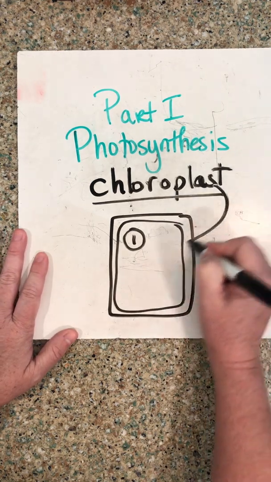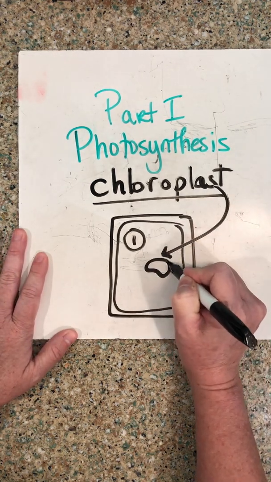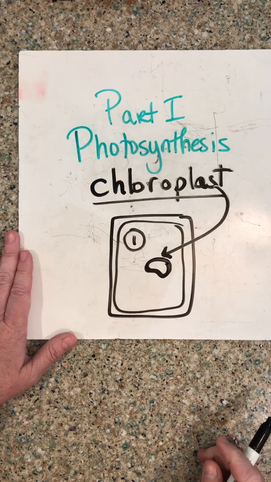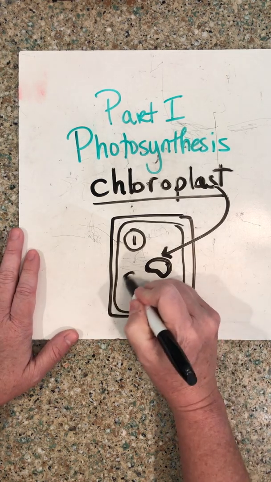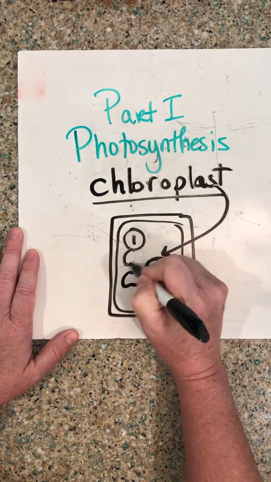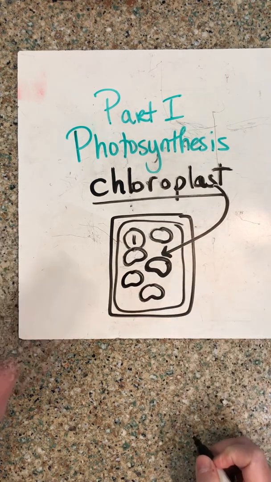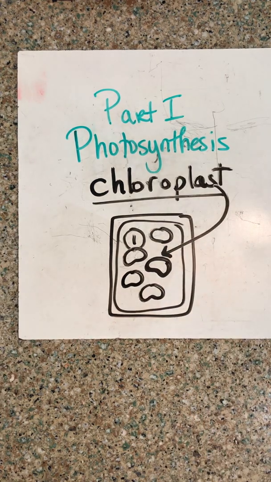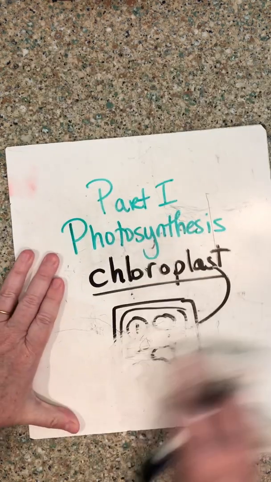So the chloroplast looks like a little bean, and it's inside of the plant cell. But if you were to look, it wouldn't be just one. Okay, so we're going to talk about just one, because what happens in just one happens in all the other ones.